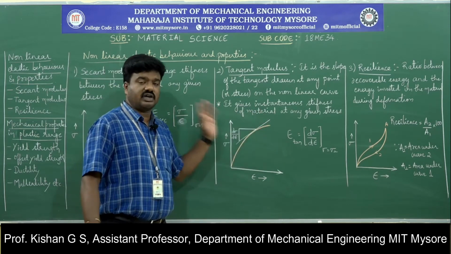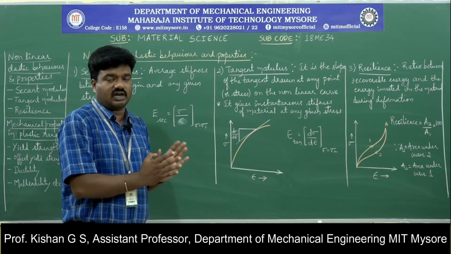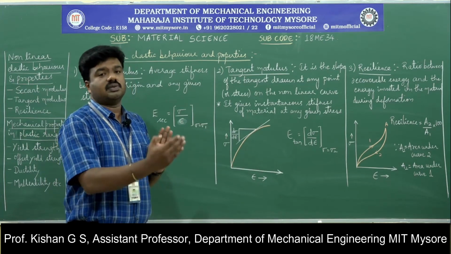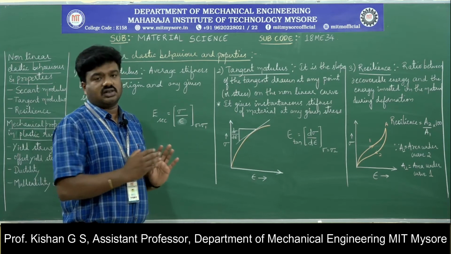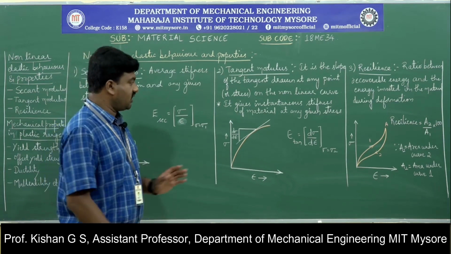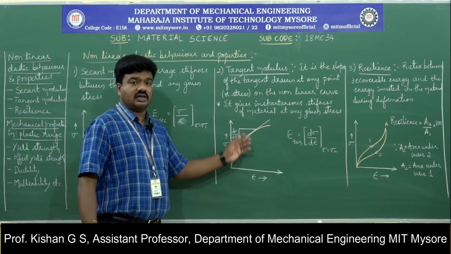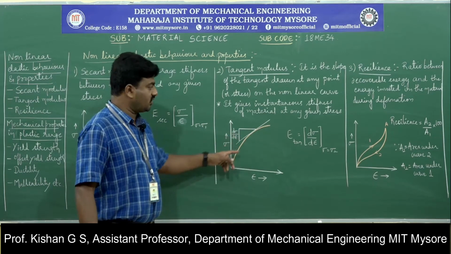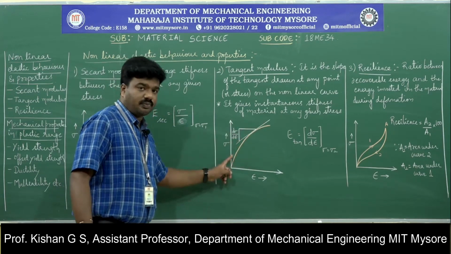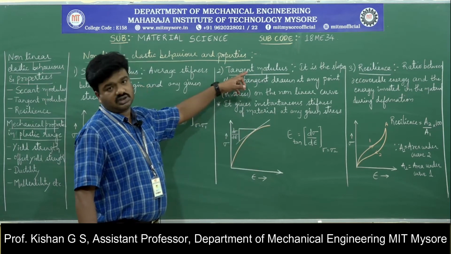Whatever we define here is the definition of a material in the elastic limit itself. We haven't taken the material to the plastic region. We are still in the elastic limit. In the elastic limit, when the behavior is non-linear, to identify the instantaneous stiffness, we draw a tangent, and the slope of that tangent results in the tangent modulus.